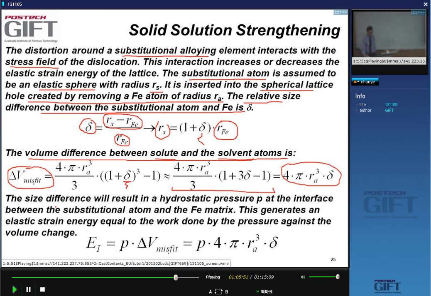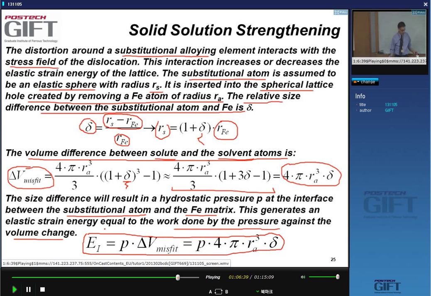Okay, right. So if I have an isotropic point defect, I get this misfit volume. Say it's a large misfit, it's a large atom. So you will have a hydrostatic pressure there, at the interface between the substitutional atom and the iron matrix. And so I get elastic strain energy, which is equal to the work done by pressure against the volume change. So this would be this energy: P times this delta V. I didn't say at this stage what this pressure is. So it's basically P times this. That is the elastic strain energy.